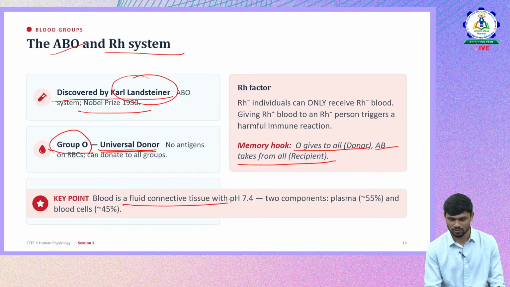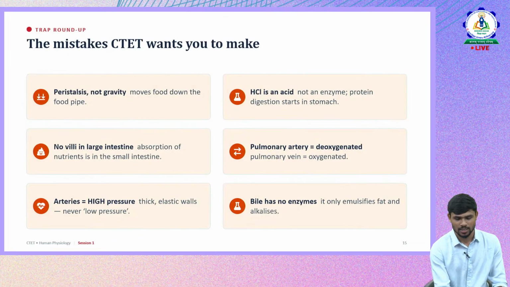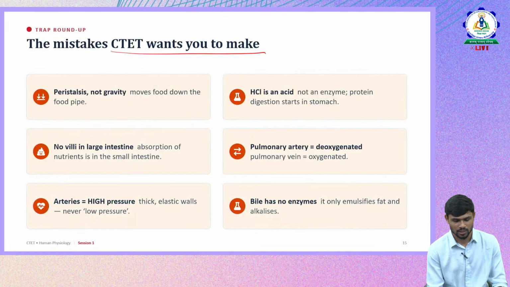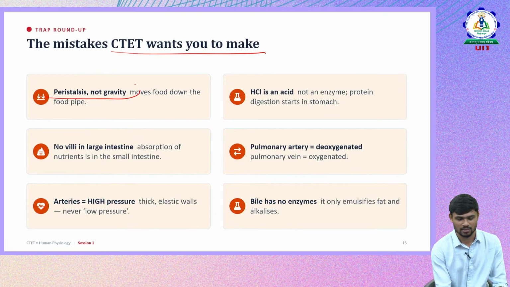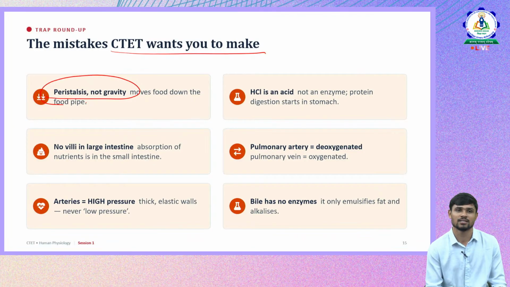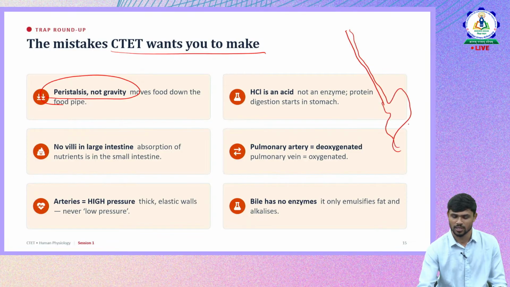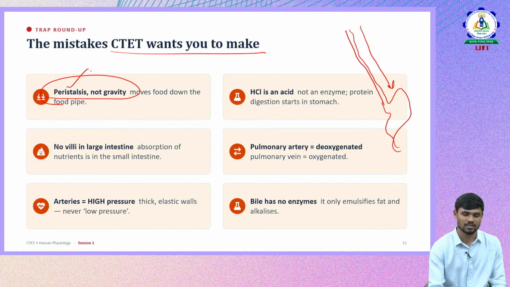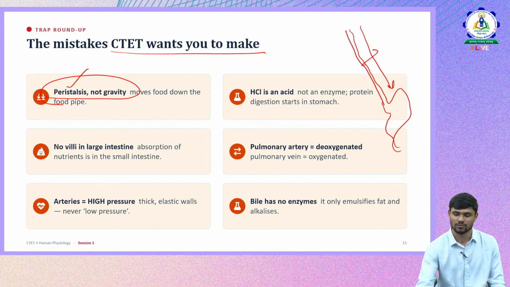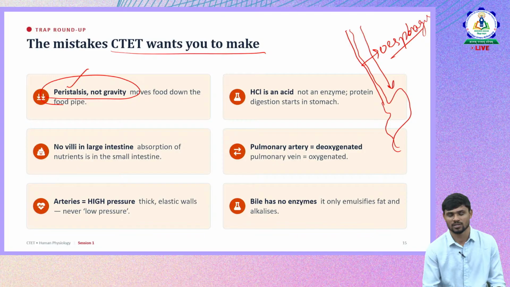So blood is a fluid connective tissue. Please remember these facts, and now the common mistakes we make. Please remember, peristalsis is not gravity. We know that food travels from the esophagus to the stomach, moving from top to bottom. It is not due to gravity. It is due to peristalsis, the contraction of the esophagus. Mistakes will be made there, so don't confuse that food comes down to the stomach because of gravity.